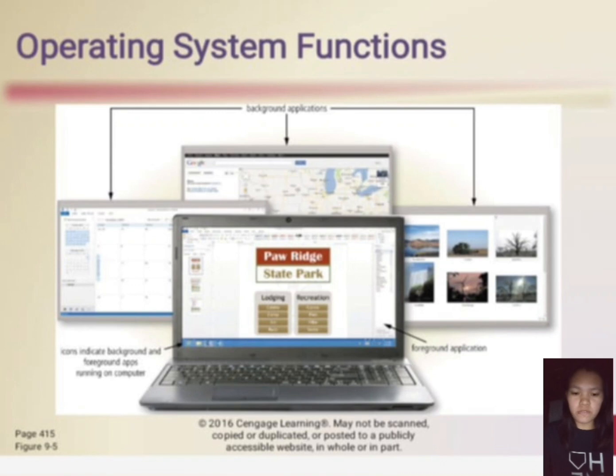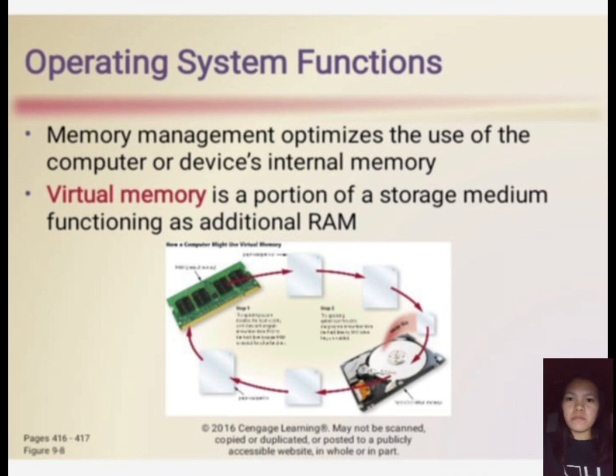The operating system functions include background applications and foreground applications, and indicate which background and foreground apps are running on computers. Memory management optimizes the use of the computer or device's internal memory. It means managing the computer's internal memory, allocating it to various programs, and deallocating it when no longer needed. It ensures that memory is used efficiently, minimizing waste and maximizing performance.